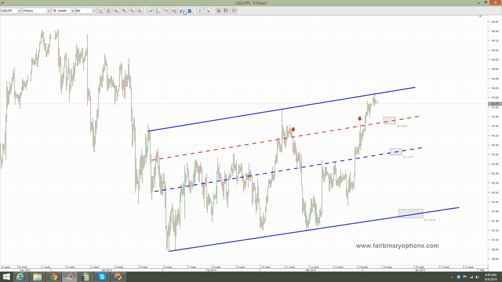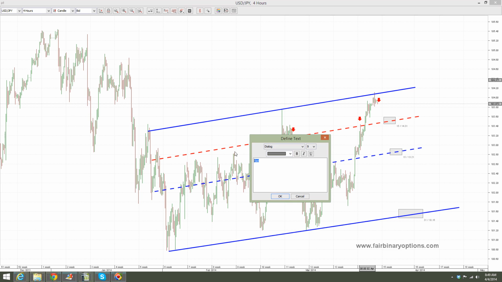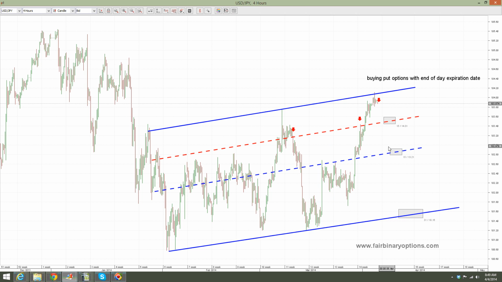So long story short, in conclusion, what I would like to do here is to buy put options. So let's write here: buying put options with end of day expiration date, looking for a five-wave structure to the downside, and of course looking for the channel to be broken or price to move into the lower part of the channel.